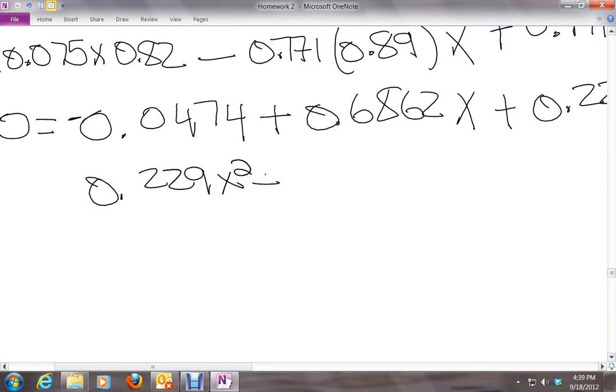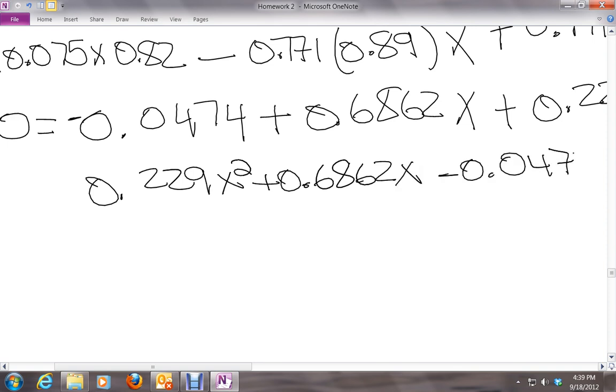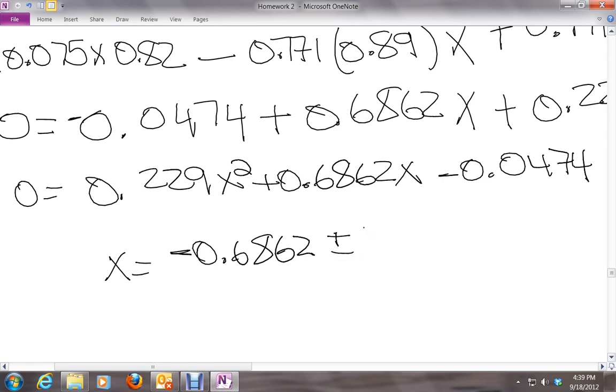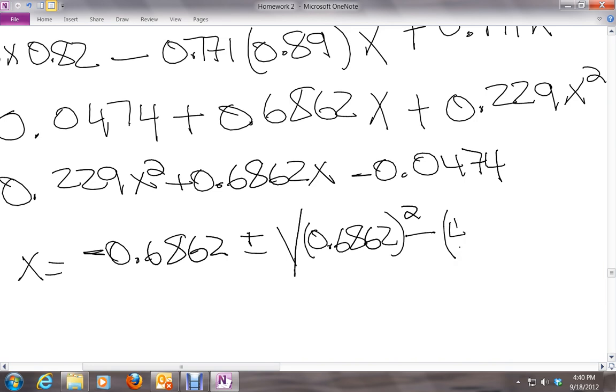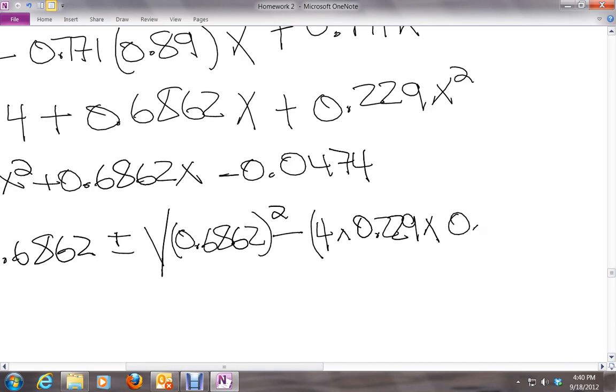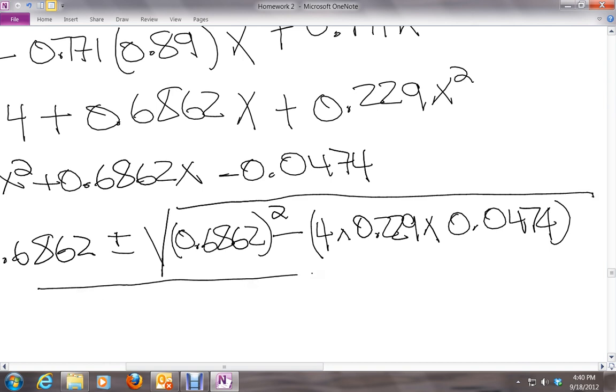So solving this quadratic equation, let me rewrite it better: 0.229x squared plus 0.6862x minus 0.0474 equals 0. So x would be equal to minus 0.6862 plus or minus the square root of b squared, hold on first, 0.6862 squared minus 4ac, where a is 0.229 and c is 0.0474, divided by twice the value of a, which is 0.229.